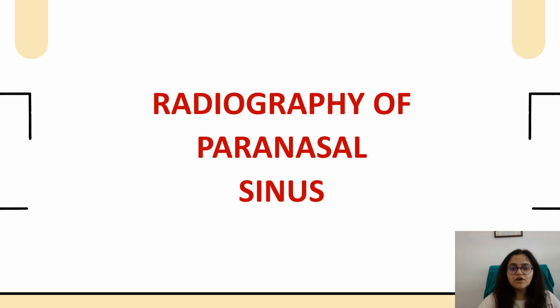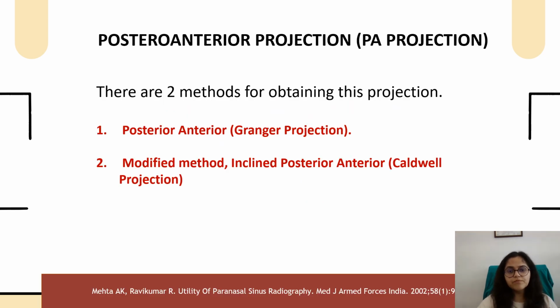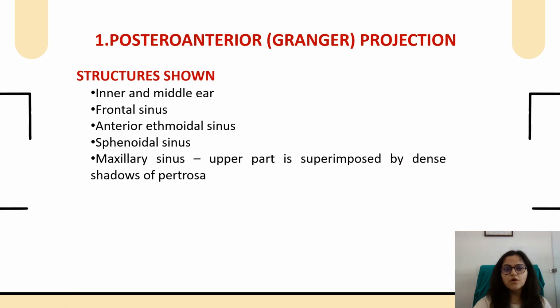So first is the radiograph of the paranasal sinus. PA projection, which is also known as posterior anterior projection. There are two methods for obtaining this projection. First is the posterior anterior, which is also known as Granger's projection, and next is a modified method, which is inclined posterior anterior and known as Caldwell projection. First is posterior anterior projection, which is also known as Granger's projection.